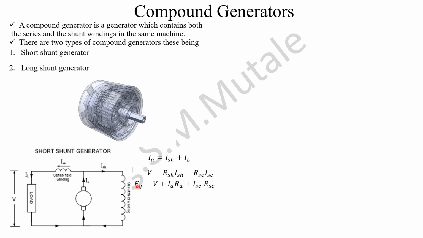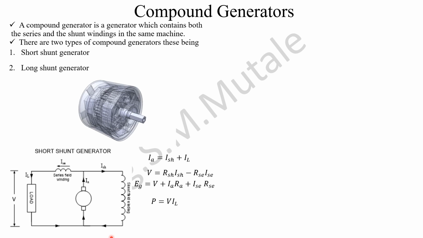Then you have the generated EMF. Generated EMF, as I said, you get rid of the shunt winding. When you get rid of the shunt winding, you just add the summation of all the voltages. So generated EMF will be the terminal voltage plus the voltage on the armature and the voltage on the series winding. So you're going to come up with this. I highly recommend, if you haven't watched the introduction to DC machines, please watch that, and then you understand how I'm deriving this.